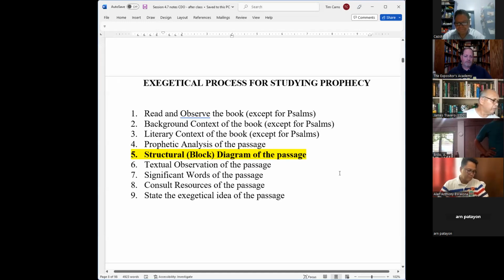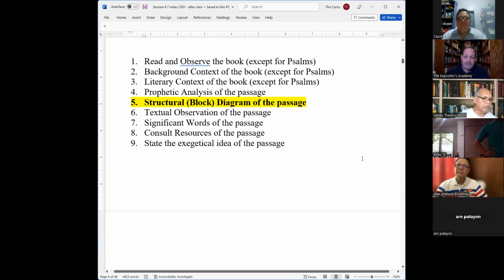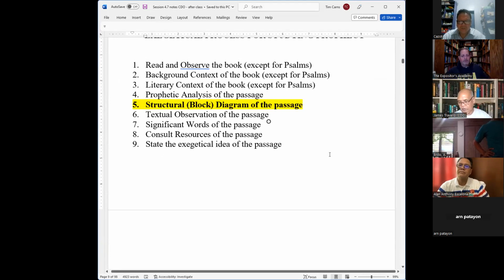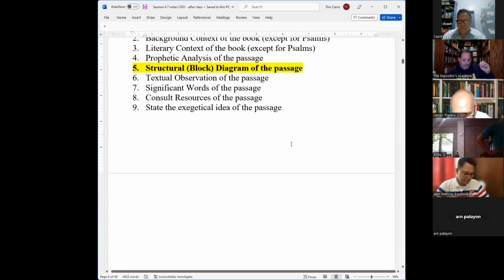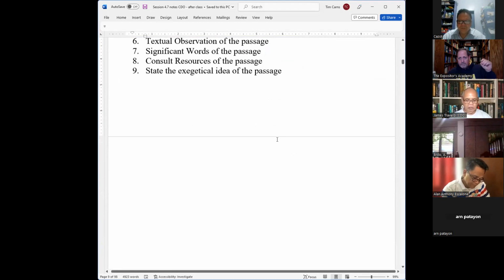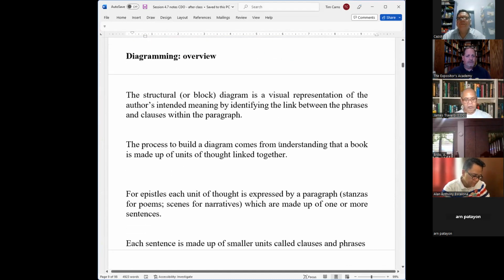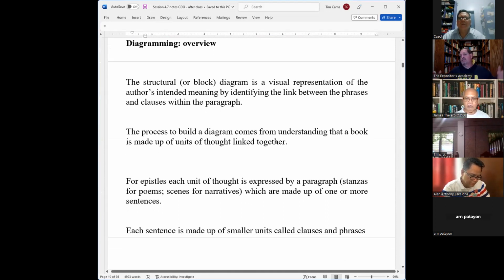All right, again, we're going to look at the fourth step here, diagramming, and the actual procedure is going to be exactly the same that we've done before. It just will be more selective about what part of the passage we would diagram. If you remember, the diagram is just a visual picture of what the author is saying, and that picture identifies the link between the phrases and clauses in the paragraph.